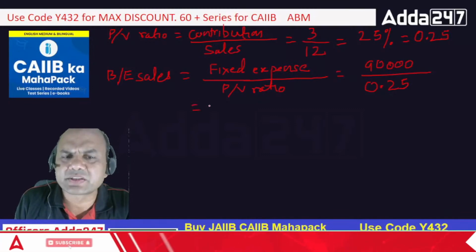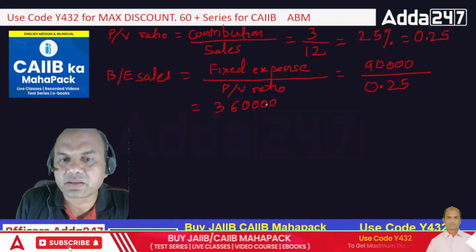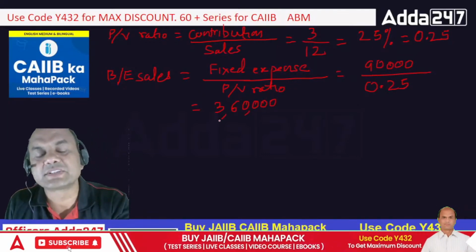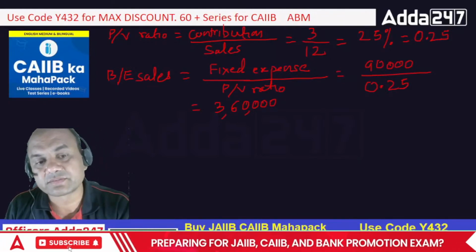So what is the answer? 9 4s, it becomes 4, isn't it? 3,60,000. Right? So break-even sales is what? 3,60,000. So this is your second answer.